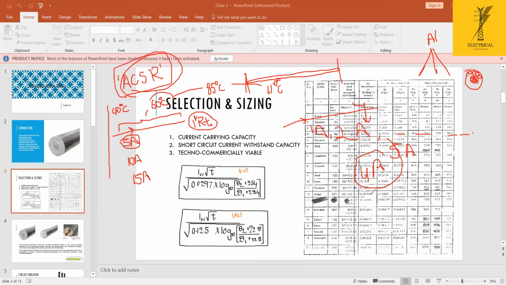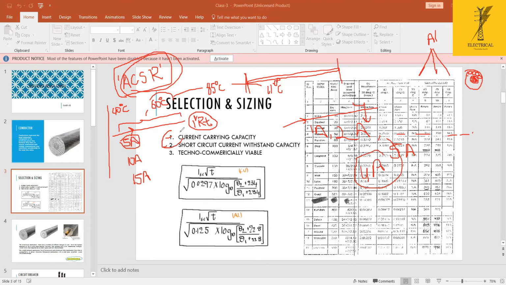Okay, 4 amps only. 1 amp, 2 amps, 4 amps. So 4 amps is the limit for my selected conductor. How did I select this? Based on the temperature effect. So we got an idea that the current carrying capacity of the conductor is related to the temperature withstand capacity of the conductor. So the first point, when you are selecting or sizing the conductor, we have to check these 3 things: the current carrying capacity of the conductor, the short circuit current withstand capacity of the conductor, and it should be techno-commercially viable.